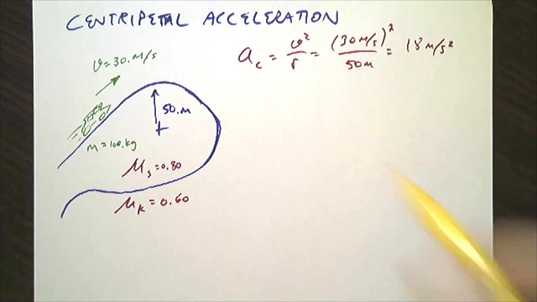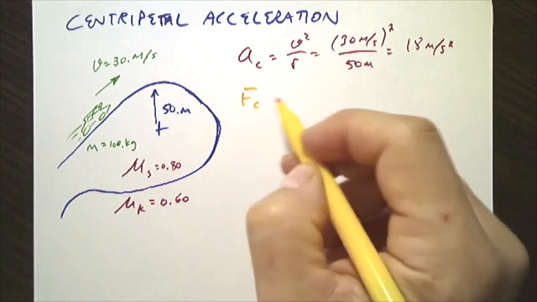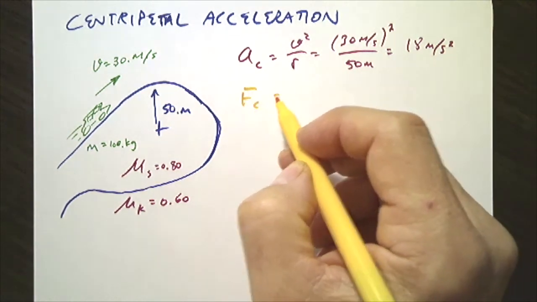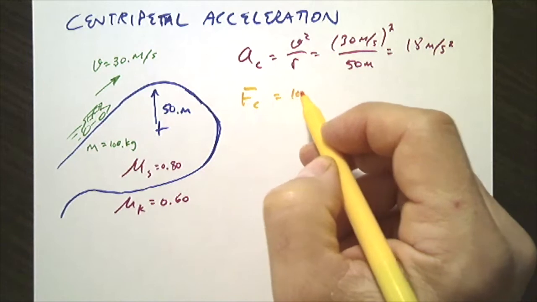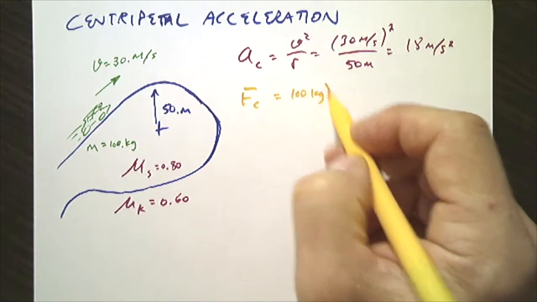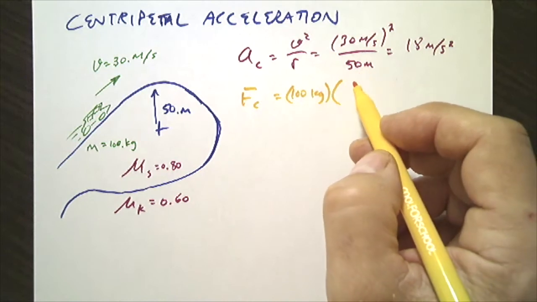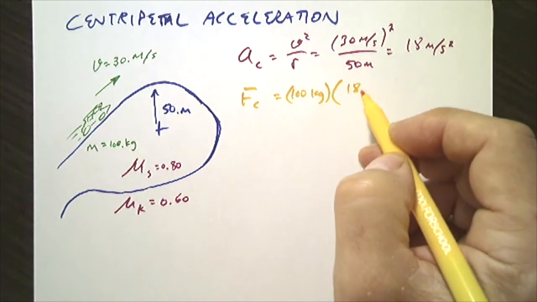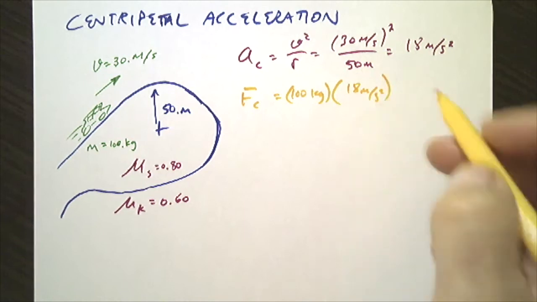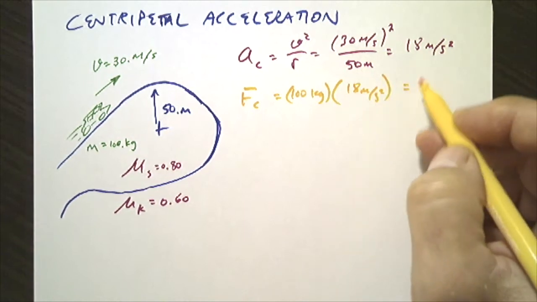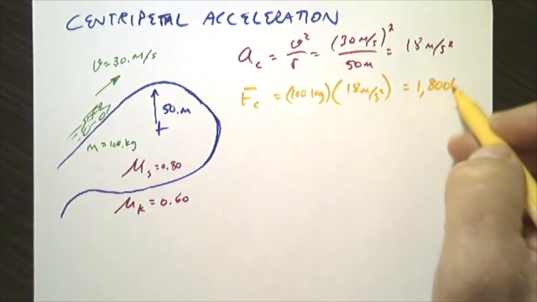So what's the force on this one? The centripetal force is equal to that same 100 kilogram car times that acceleration, 18 meters per second squared, and that would give you 1,800 newtons.